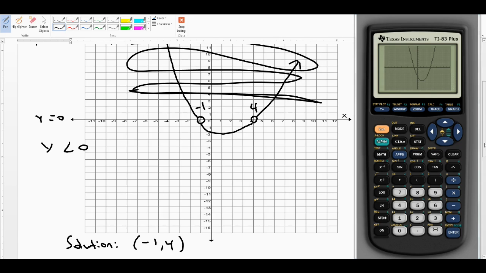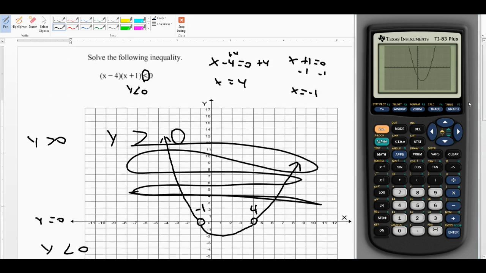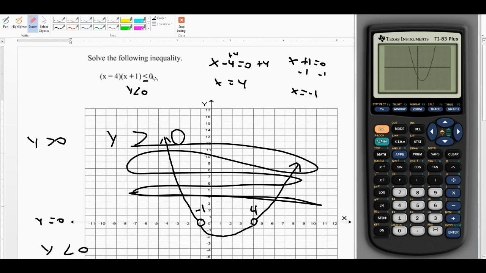I'm going to show you something else. Are you ready for this? The inequality is (x minus 4)(x plus 1) less than 0. I can actually type in everything if I want to, with parentheses. Let's see what happens if I do this. Second math, which is the test, less than is number 5, and then 0. Then let's look at the graph.